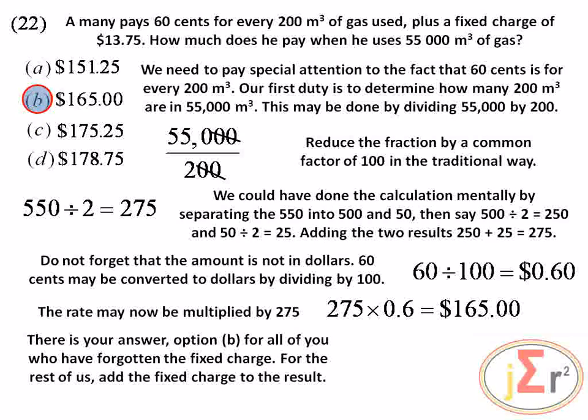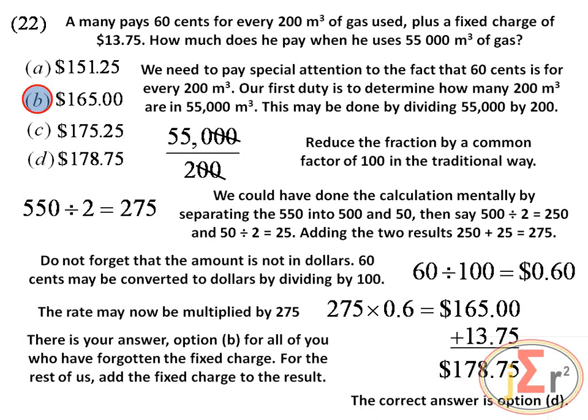There's your answer, option B, for all of you who have forgotten the fixed charge. For the rest of us, add the fixed charge to the result. That is what we are going to do. Add the fixed charge to the amount that we have there. And the result turns out to be $178.75. And we need to change that to option D. The correct answer is option D. Perfect.